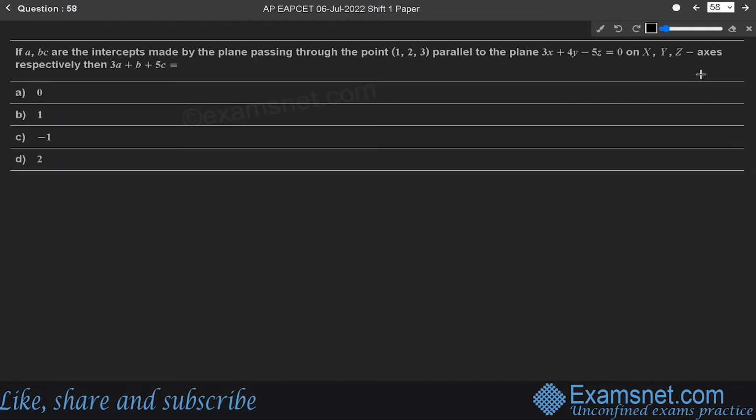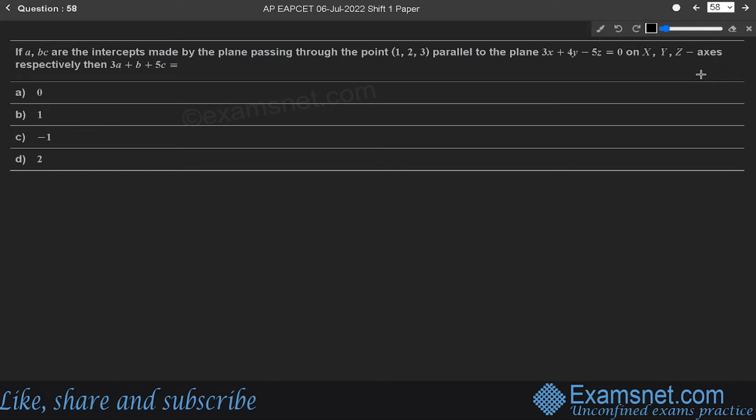Next question is also a very simple question. If A, B, C are the intercepts made by the plane passing through the point 1, 2 and 3 parallel to the plane 3x plus 4y minus 5z is equal to 0 on x, y and z axis respectively, then 3a plus b plus 5c is equal to. Here we have to find the value for 3a plus b plus 5c. It is a very basic concept, and this question is a very important question. It always comes in the exam.